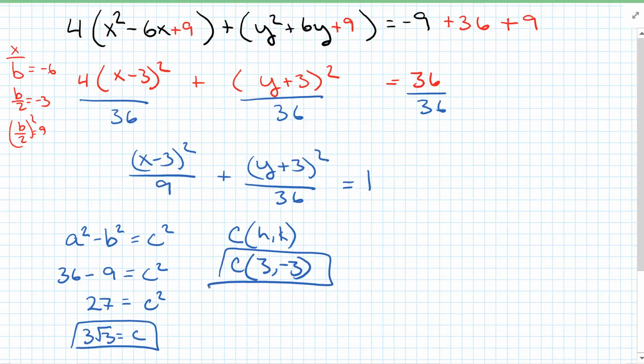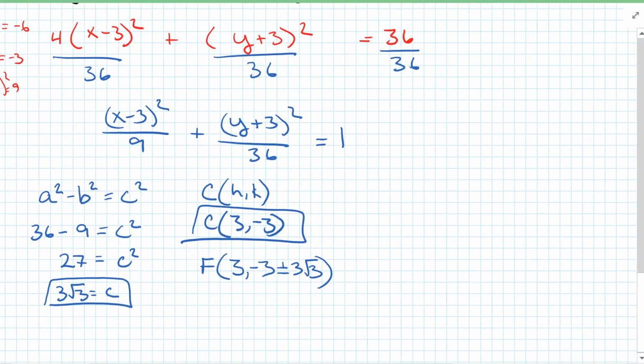All right, can we graph this? Absolutely. What's our major axis? It's the y-axis. So where would the foci be? They're going to be on the y-axis. Okay, but it's not 0. What's the x value? What's the h value? What's the center on? 3. So it's going to be 3 comma negative 3, because that's the center, plus or minus the c value, 3 square root of 3. Remember how before we just put a 0 and 0? Well, it's because our h and our k values were 0, 0. So that's our foci.